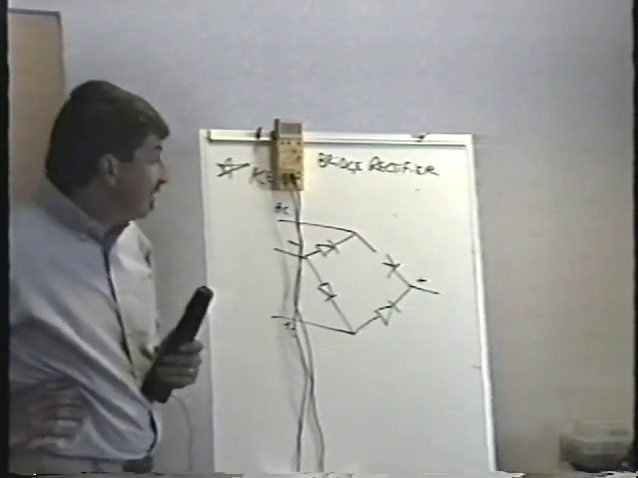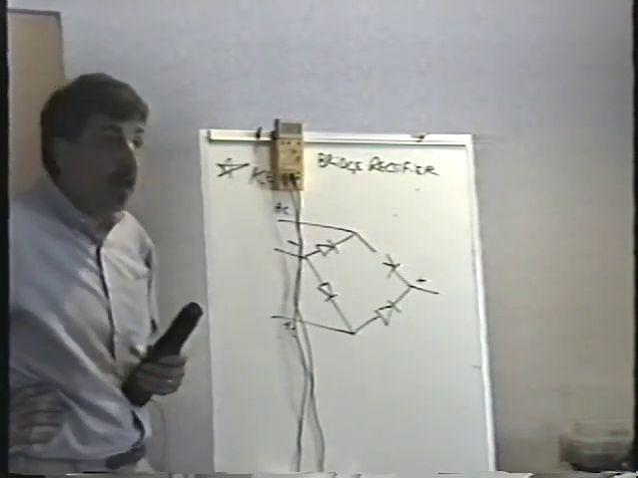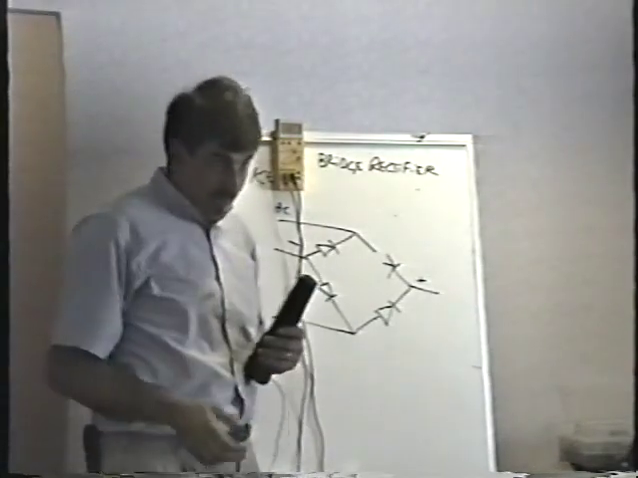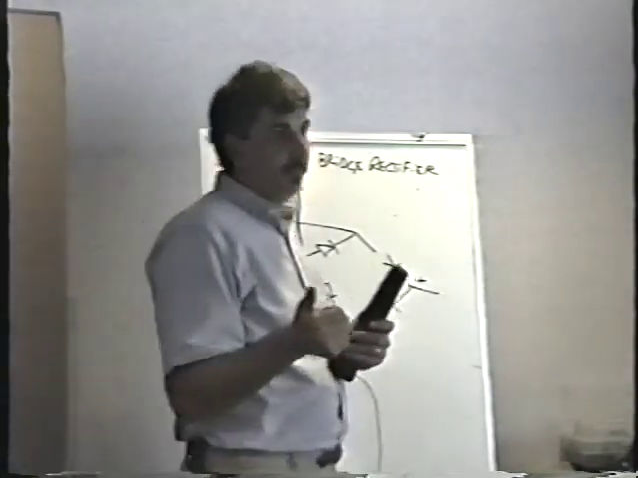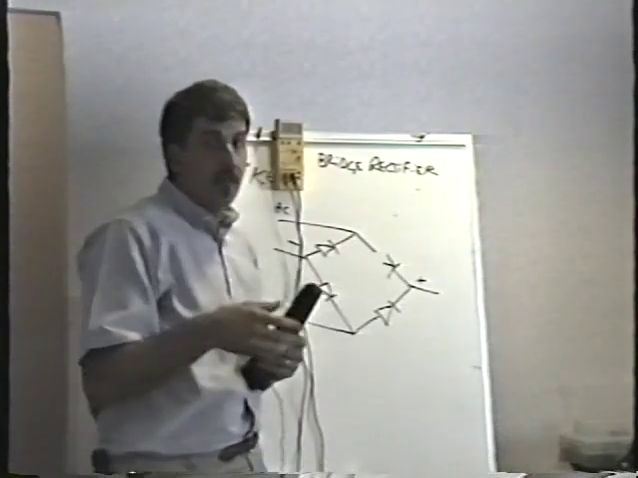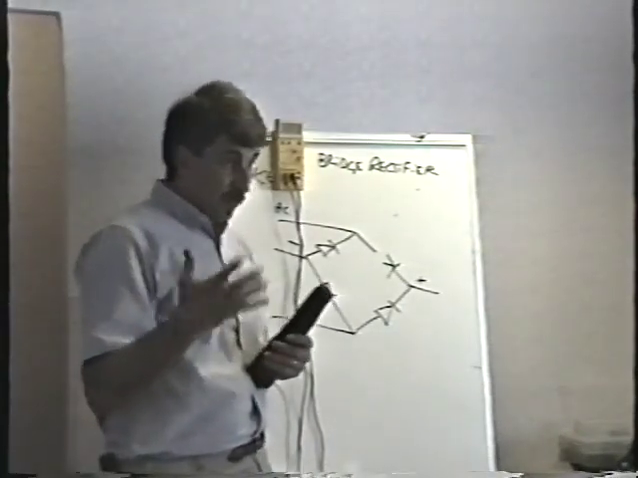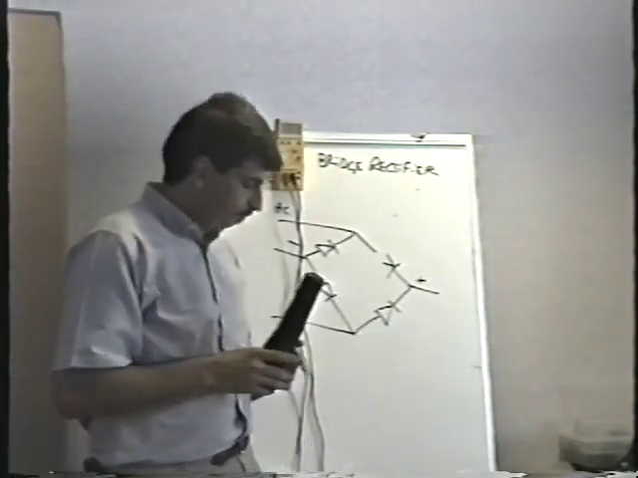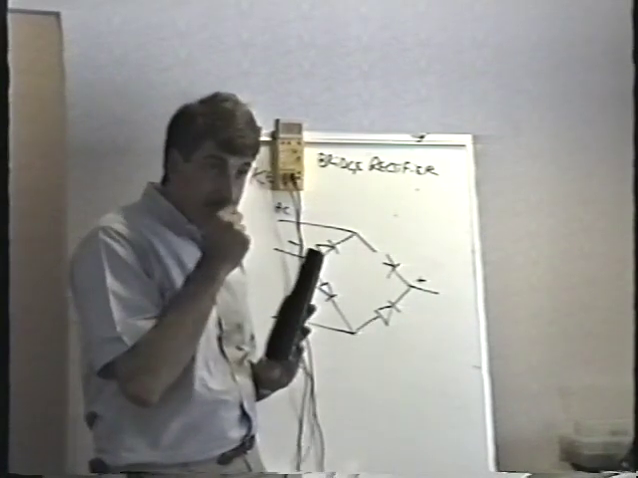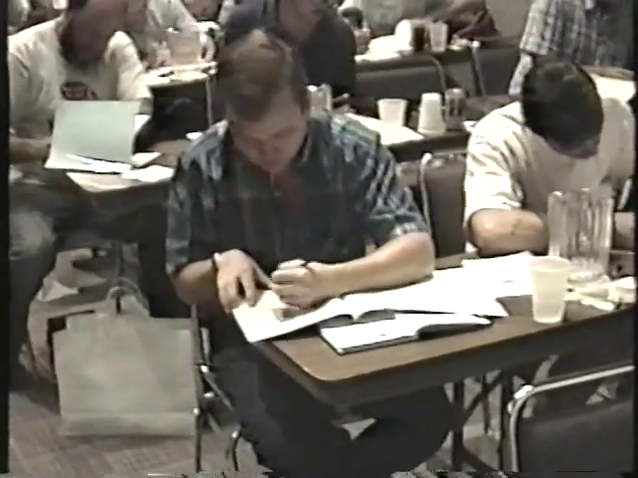Bridge rectifiers have the same ratings as diodes do. After all, they are just diodes inside. They're rated by voltage and by current. Same thing. You can always go up in voltage rating. You can always go up in current rating as well. Okay, make sense? All right.